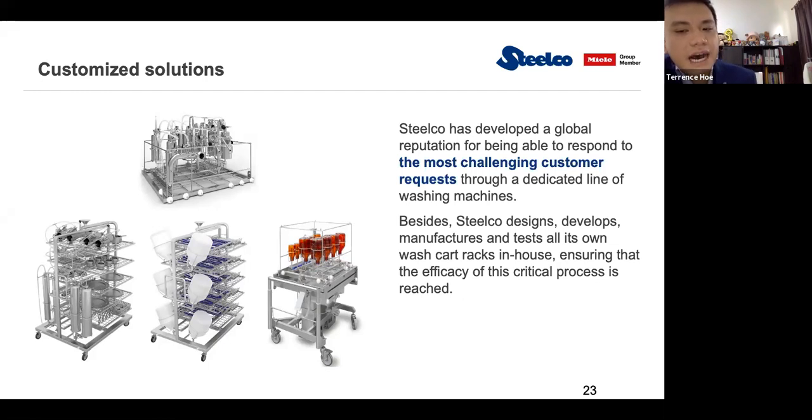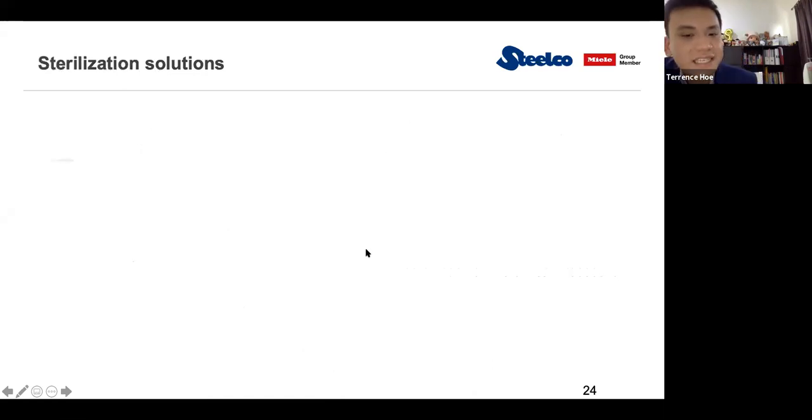So we make it in-house, we test it in-house. Sometimes the customer also has too many of these auxiliary equipment or trolleys, so they want to engrave them with laser. They'll put maybe facility one, facility two. They can put a laser engraving over here also to identify which facility it belongs to.